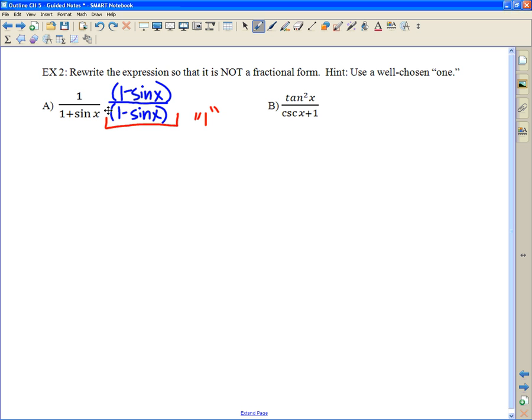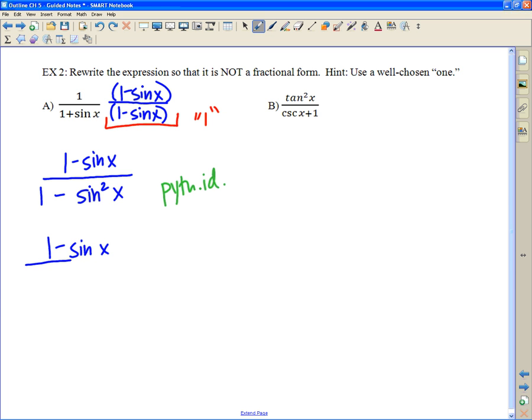Here we go. 1 times 1 minus sine is 1 minus the sine of x. On the bottom, I really think that I need to be multiplying this out. So 1 plus sine minus sine squared x. Looking at this, I see that I have something squared, so I'm thinking Pythagorean identity. So 1 minus the sine of x on top divided by 1 minus sine squared x gives you cosine squared x.